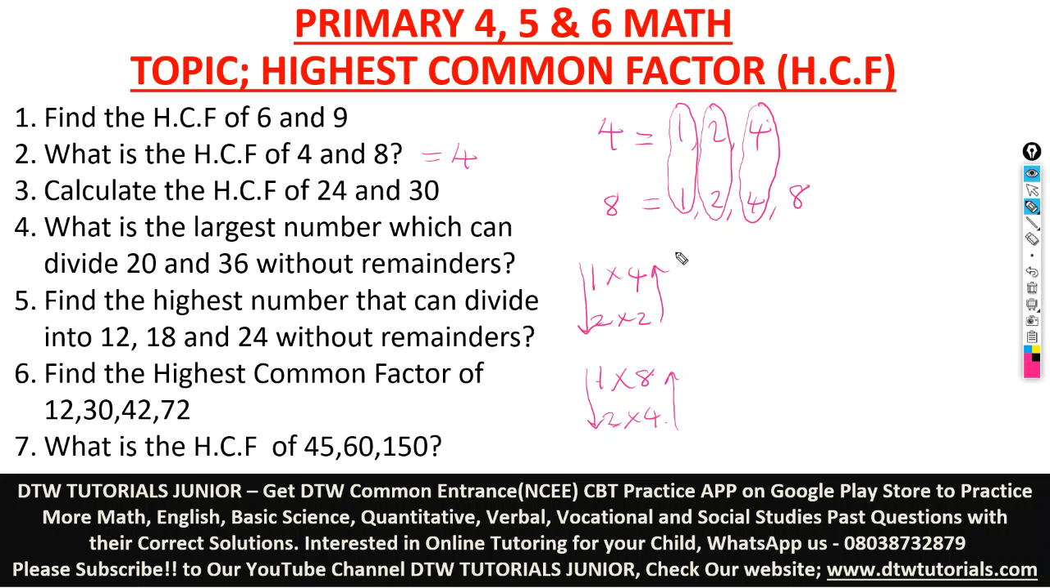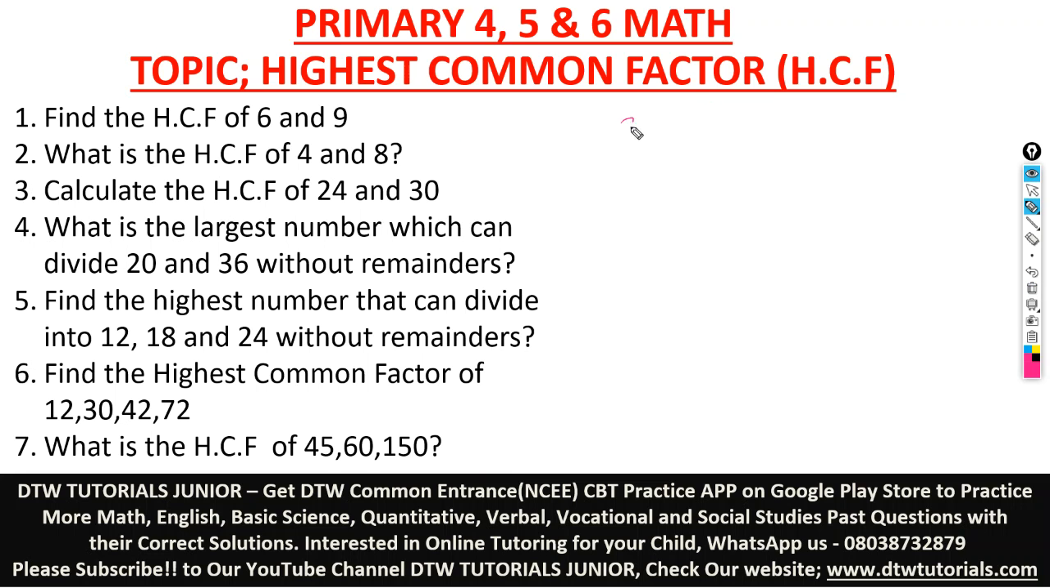Okay, let us go to number 3. Quickly, let's go to number 3. We're finding the highest common factor between 24 and 30. So let's find it for 24 first. What are the factors? We have 1 times 24. For 2, 2 times what will give us 24? 2 times 12 will give us 24.